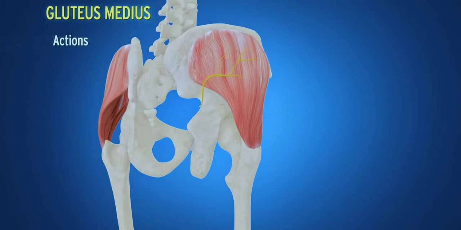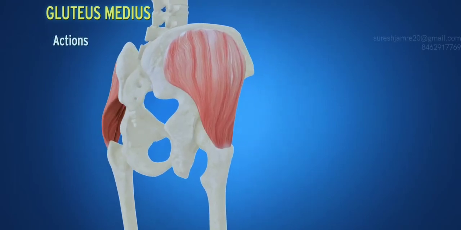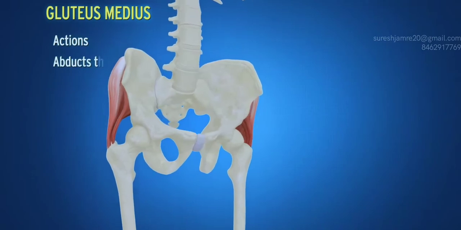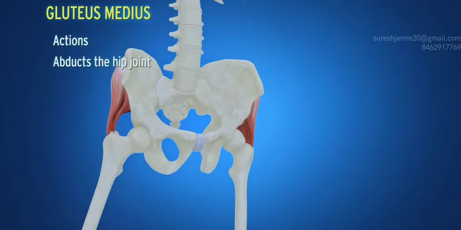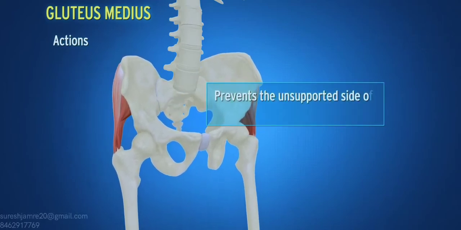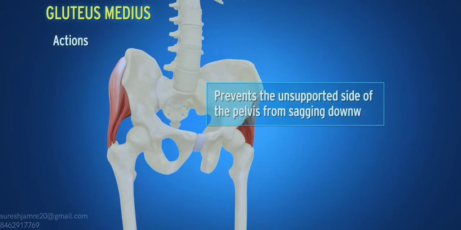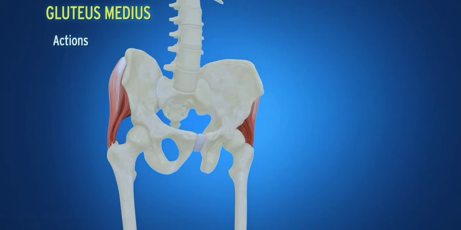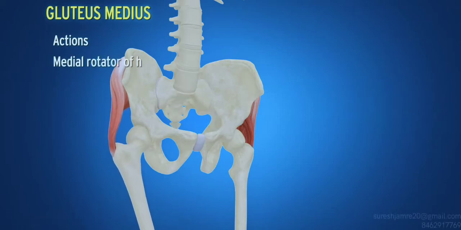Actions. Acting from above along with gluteus minimus, it abducts the hip joint. Acting from below along with gluteus minimus, it prevents the unsupported side of the pelvis from sagging downward during locomotion. Medial rotator of hip joint.